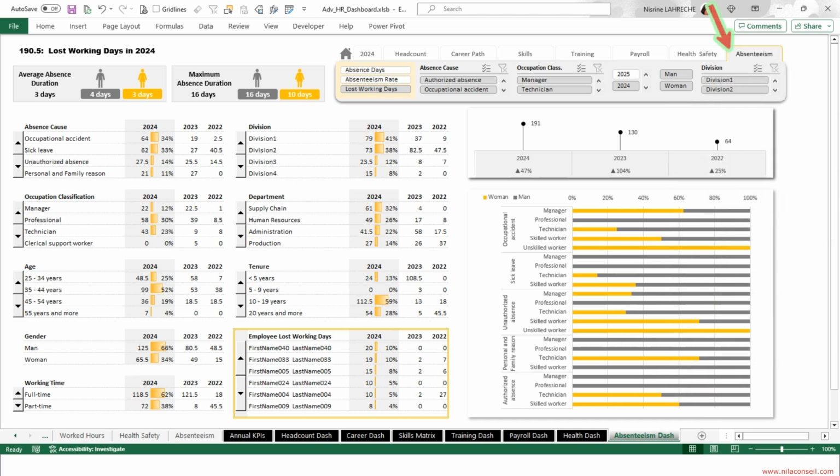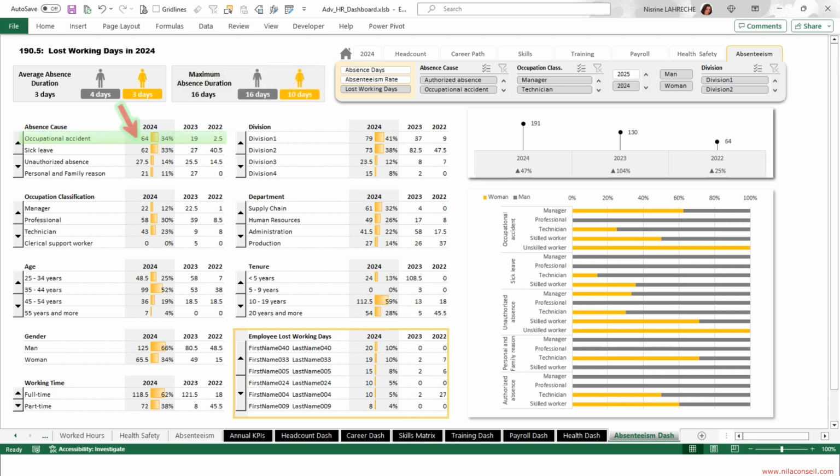The Absenteeism Dashboard allows you to visualize the key indicators of absenteeism in the company over 3 years. Use this slicer to select the calculation type: total absence days, absenteeism rate, or lost working days. Absenteeism caused the loss of 190.5 days in 2024. On average, an employee is absent for 3 days. Men are absent longer than women.